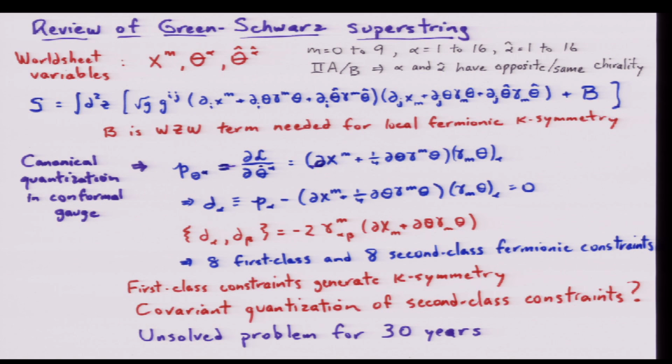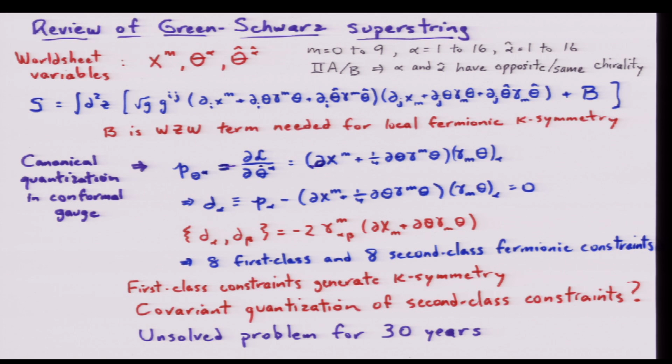And when you do canonical quantization, so you define the canonical momentum for theta, you find it's not independent of theta itself. You have a constraint. The constraint I'll call d alpha. It has a first class and a second class piece. That can be seen because the anti-commutator is not 0, but prior to it is 0 once you use the Virasoro constraint. So it turns out to have 8 first class and 8 second class fermionic constraints.